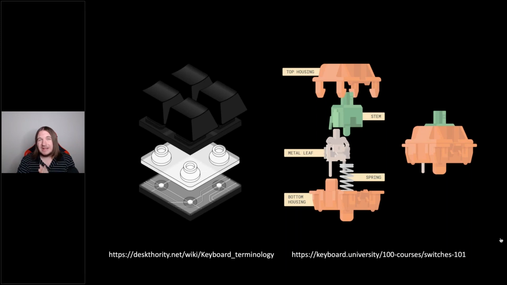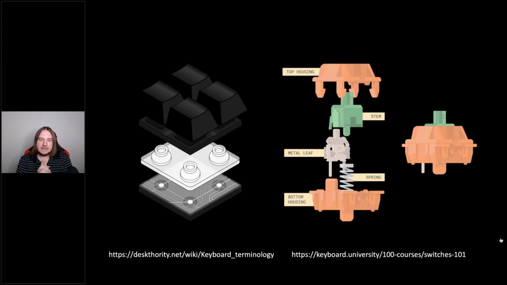And mechanical keyboards are not that different, but let's take a look at the diagram on the right. So you can see the orange pieces are the housing, and this is the plastic that actually holds everything together. And that can be really significant depending on the type of feel you're looking for with the keyboard or a switch.